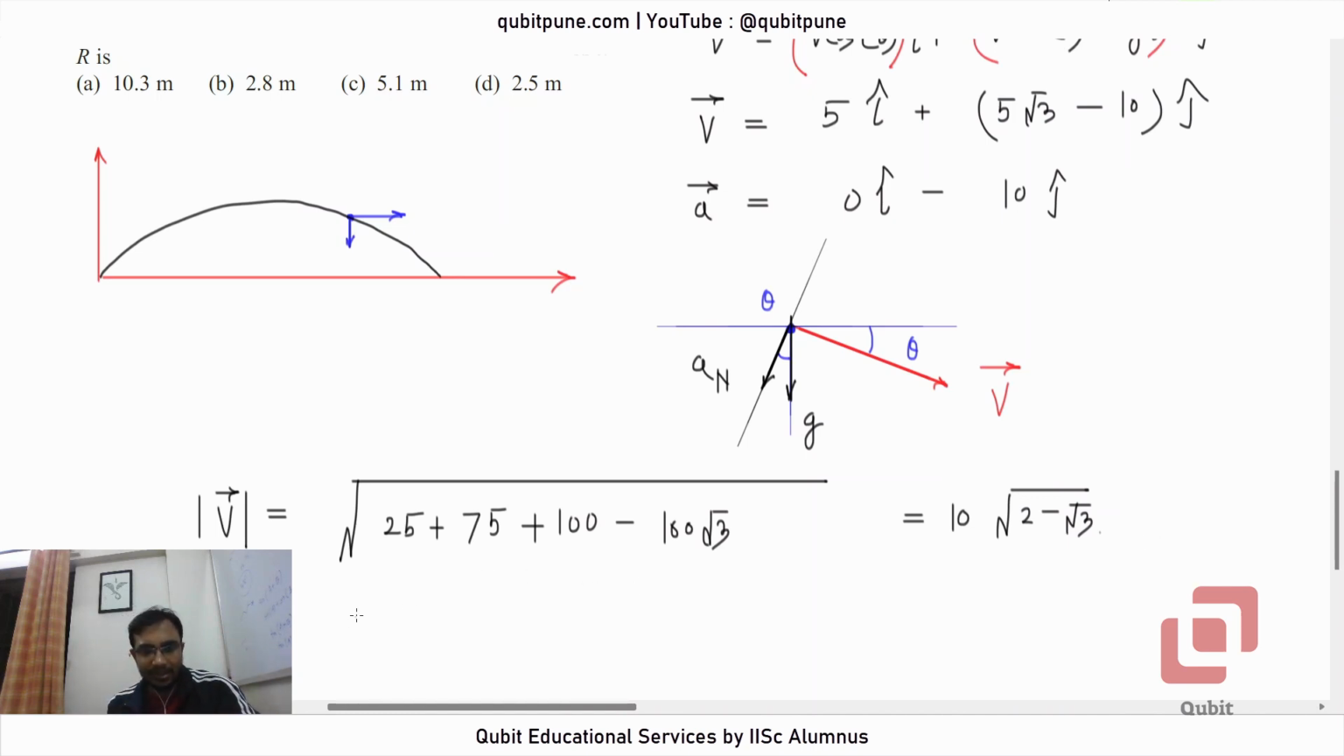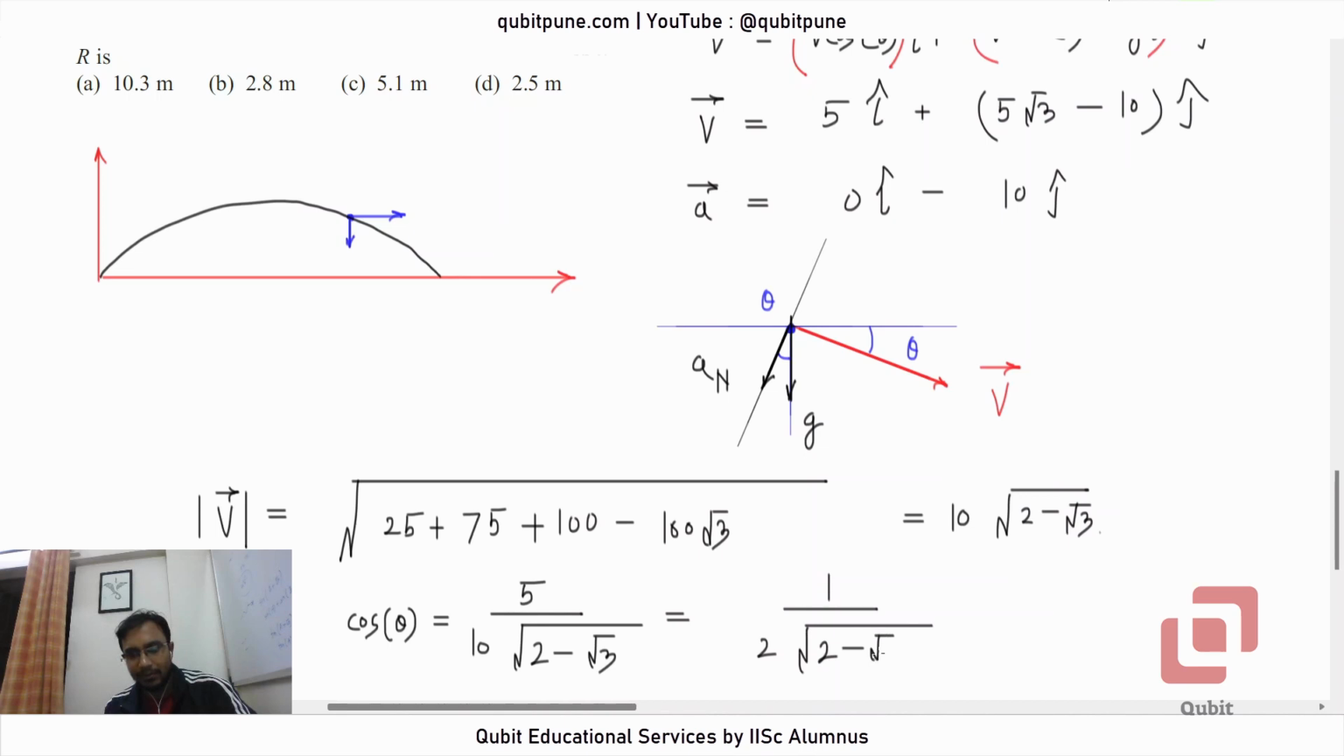So what is cos theta now? Cos theta is x upon r, so it will be 5 upon 10 into root of 2 minus root 3. So it will be 1 by 2 into root of 2 minus root 3. Is that clear?